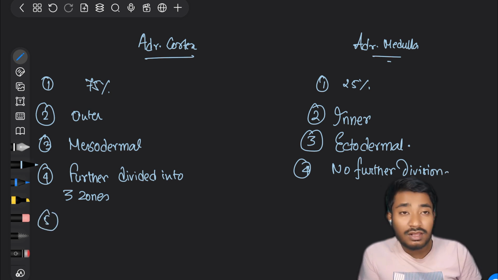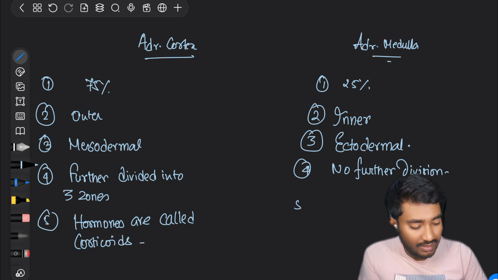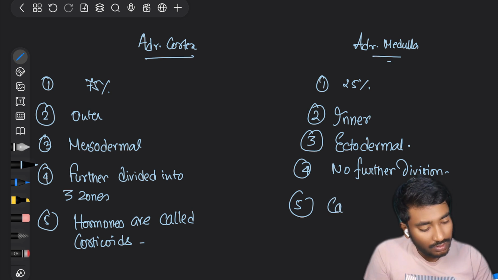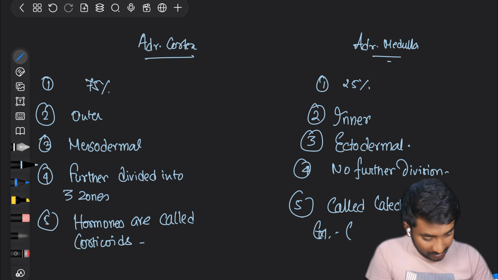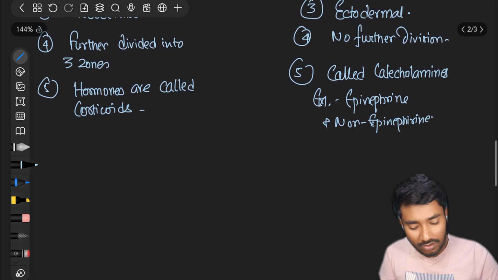Adrenal cortex hormones are called the corticoids, while the adrenal medullary hormones are called the catecholamines. Examples of the catecholamines are epinephrine plus norepinephrine. So it has two hormones, the epinephrine and the norepinephrine.